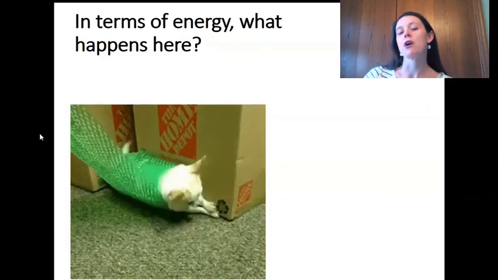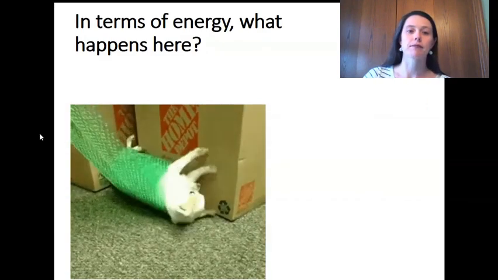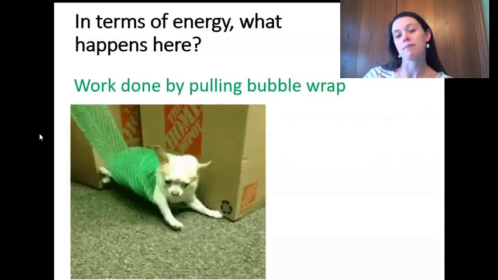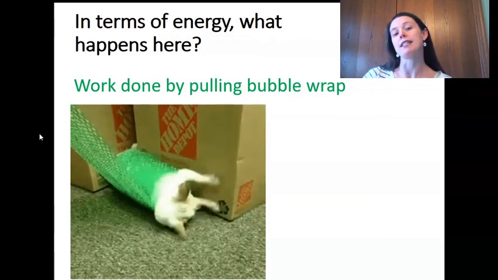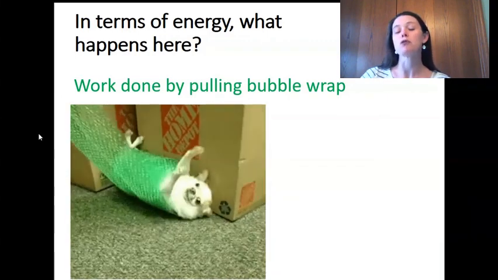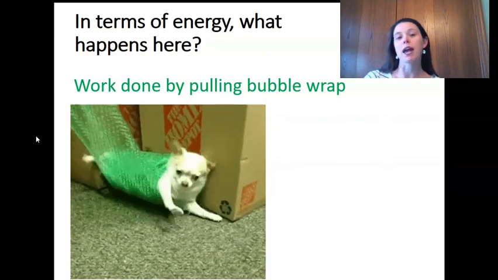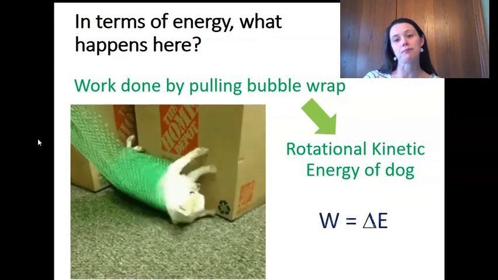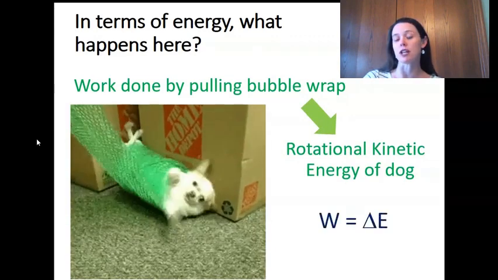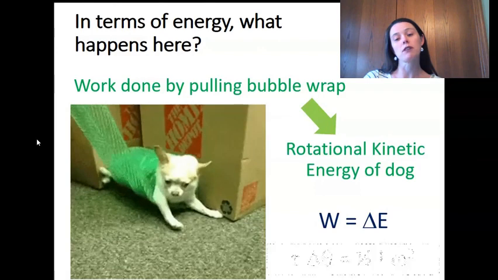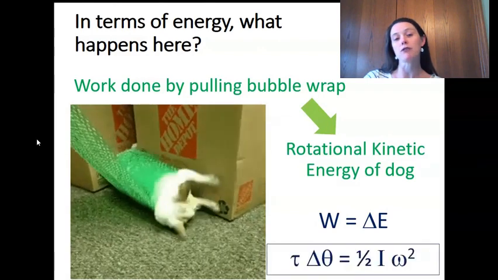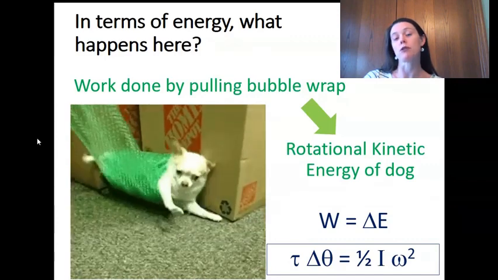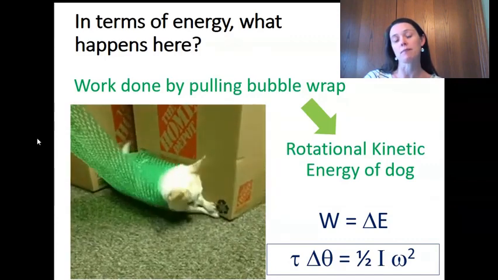And in terms of energy, what do we see happening here? Well, the bubble wrap is exerting a force on the dog. It's exerting a force at a distance from the axis of rotation, which means that it's also exerting a torque. And the work done by pulling the bubble wrap is becoming rotational kinetic energy. Work is equal to the change in energy. Therefore, the torque multiplied by the angle through which the dog spins is equal to 1/2 I omega squared, or the rotational kinetic energy of the dog.